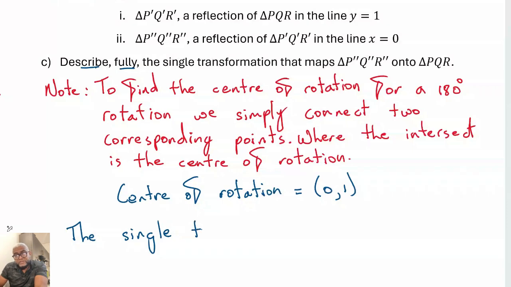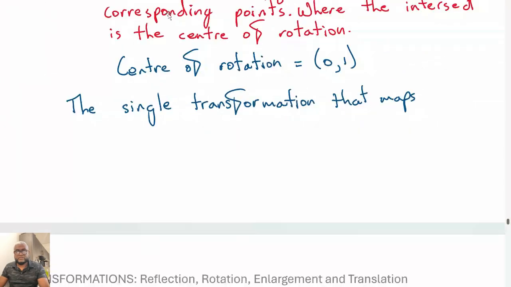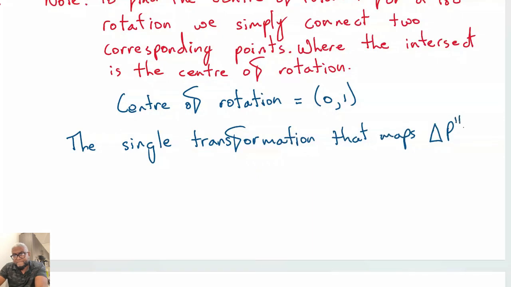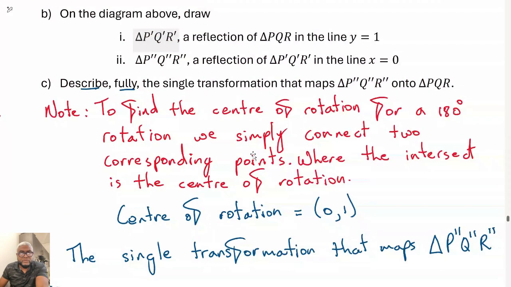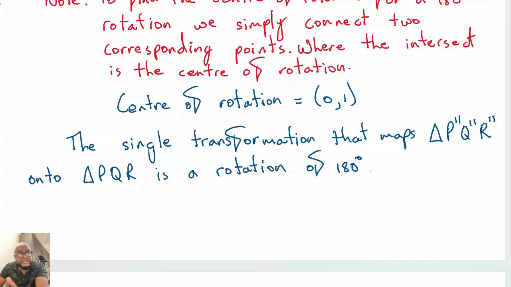The single transformation that maps triangle P double prime, Q double prime, R double prime onto triangle PQR is a rotation of 180 degrees, right? It rotates a full 180 degrees.